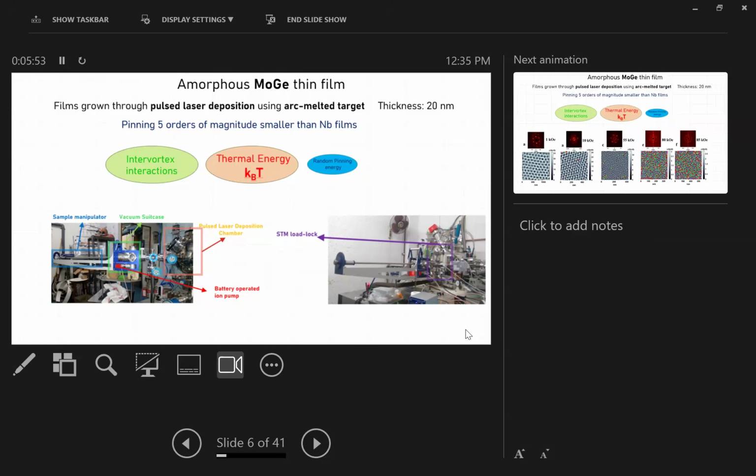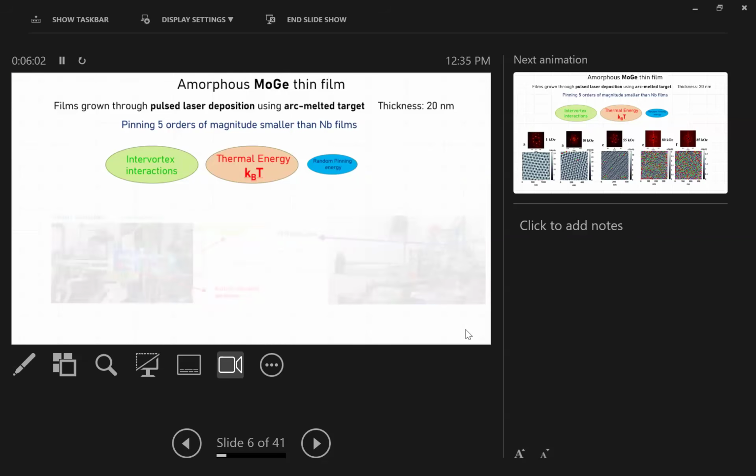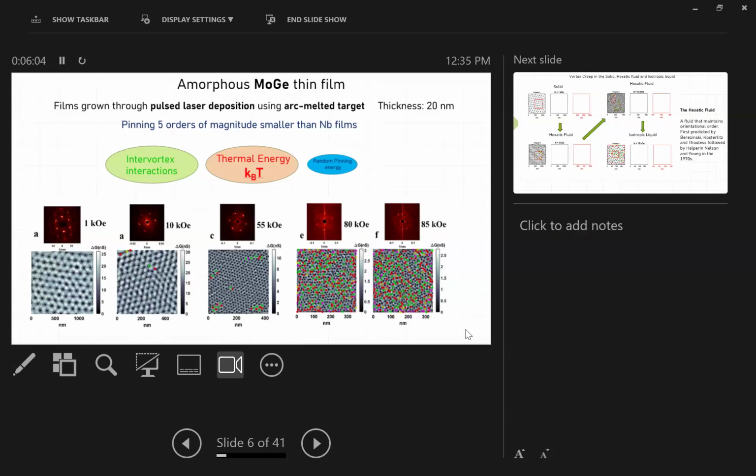So whenever we do STM measurements on them, we do them on in situ samples with this organic vacuum suitcase, so they never see atmosphere before we do the measurement. Okay, when we did the measurement, here this is at 2 Kelvin. You can see with increasing magnetic field, the vortex lattice gradually disorders.